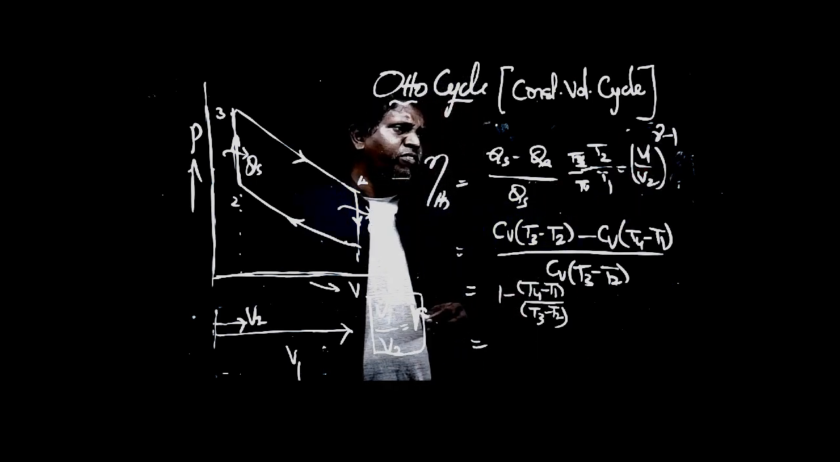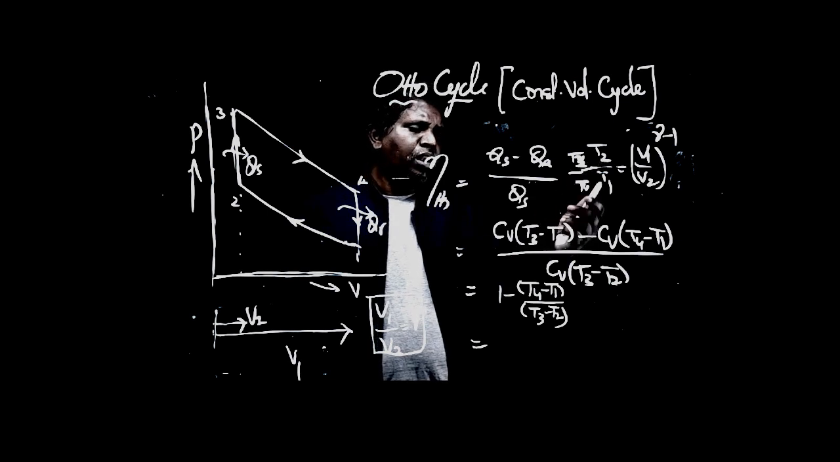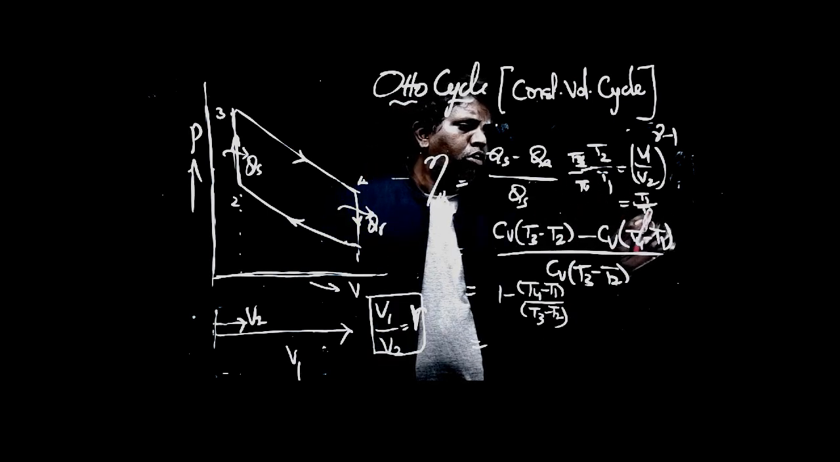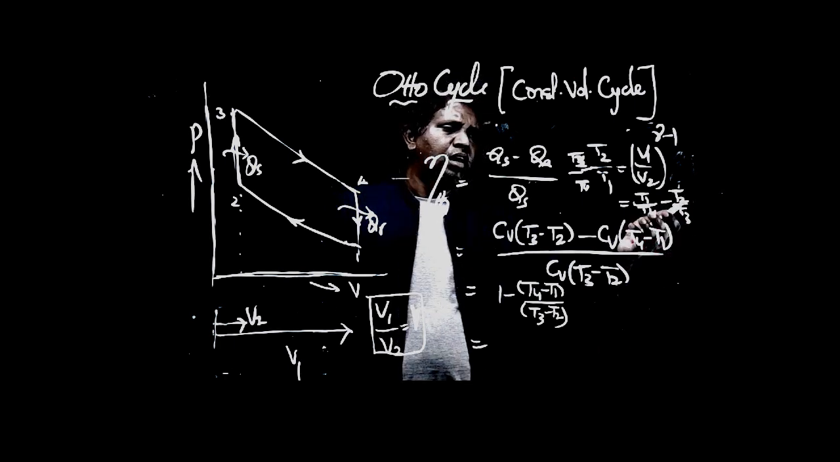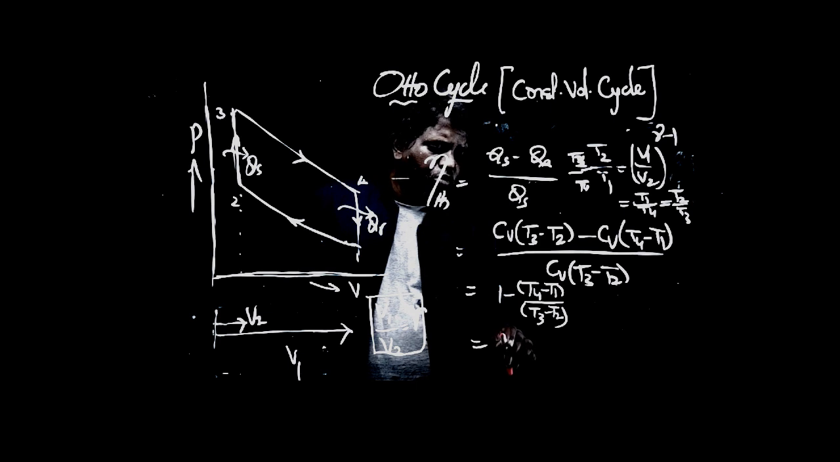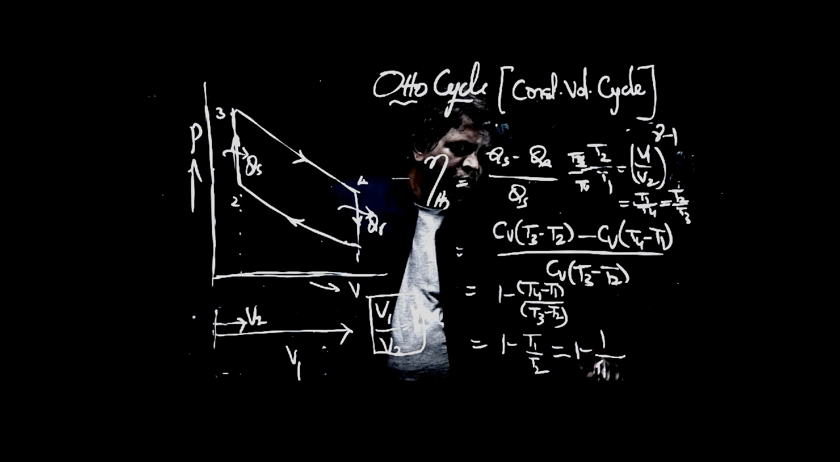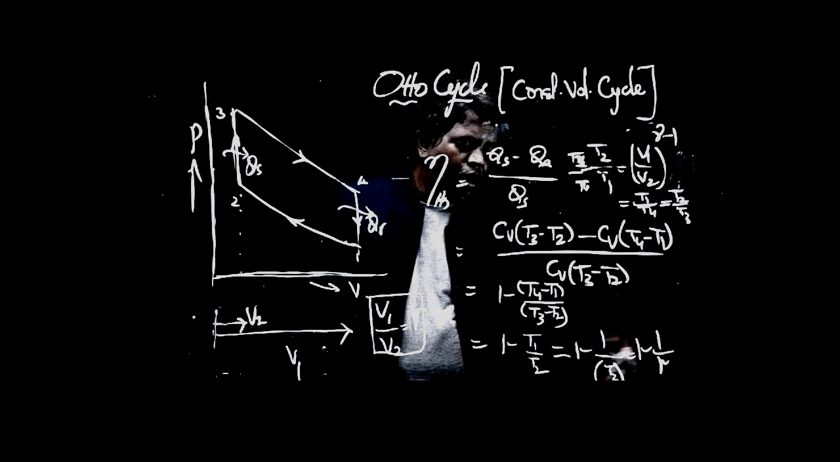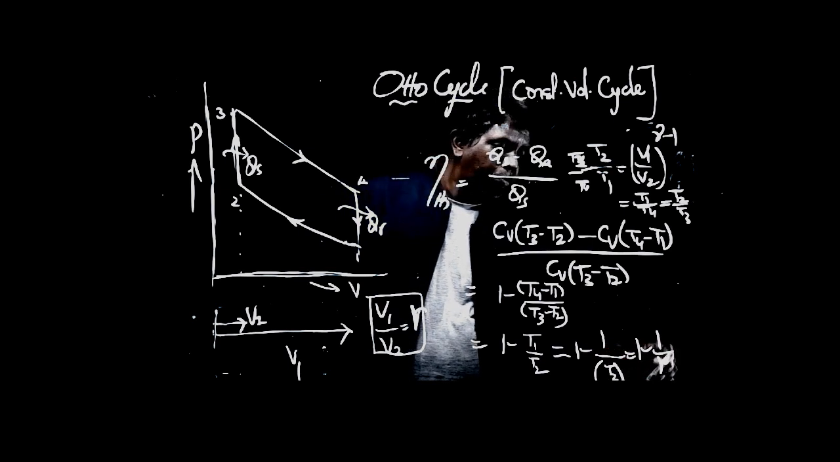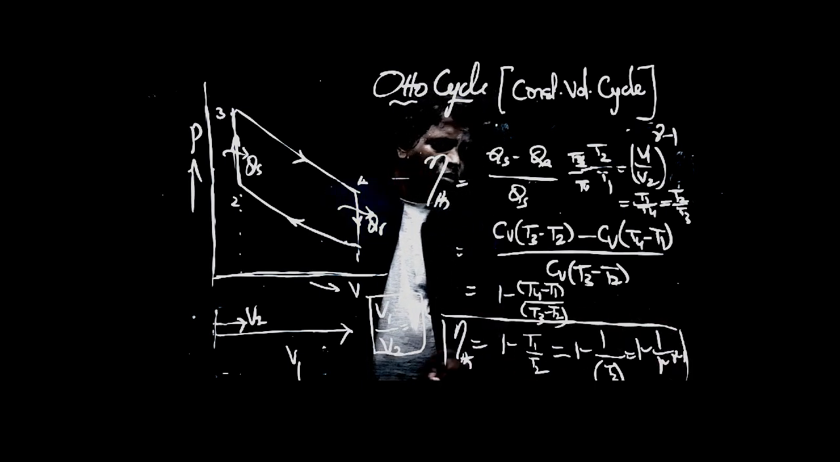Now, when we have this kind of relation, we can rearrange it: T1 by T4 and T2 by T3 are both the same. If we rearrange, we can easily make out this is going to be 1 minus T1 by T2. This can be simplified as 1 minus 1 by (T2 by T1), and that T2 by T1 is r to the power gamma minus 1, where r is the compression ratio. So the efficiency is 1 minus 1 by r to the power gamma minus 1. This is the thermal efficiency of an Otto cycle.